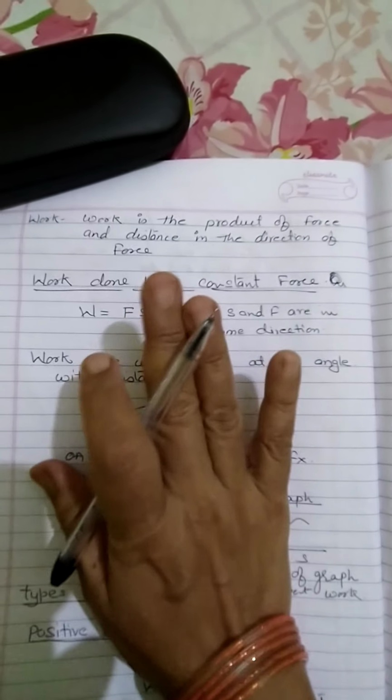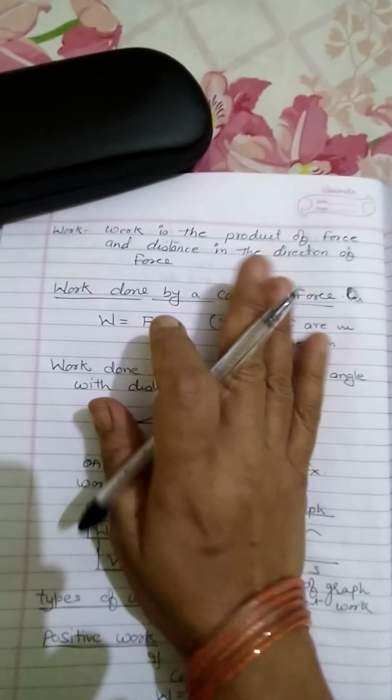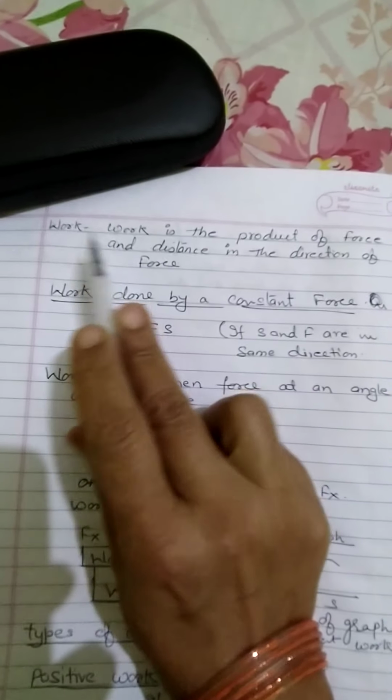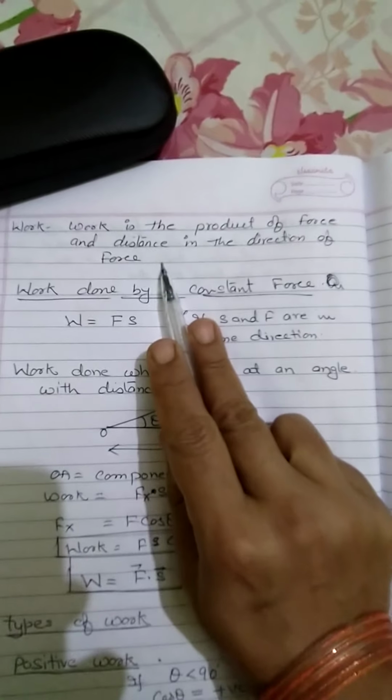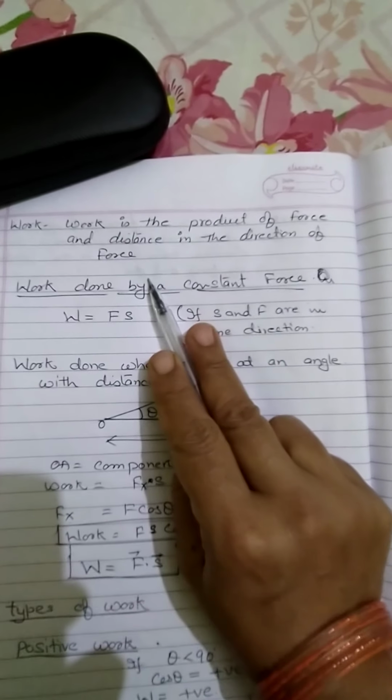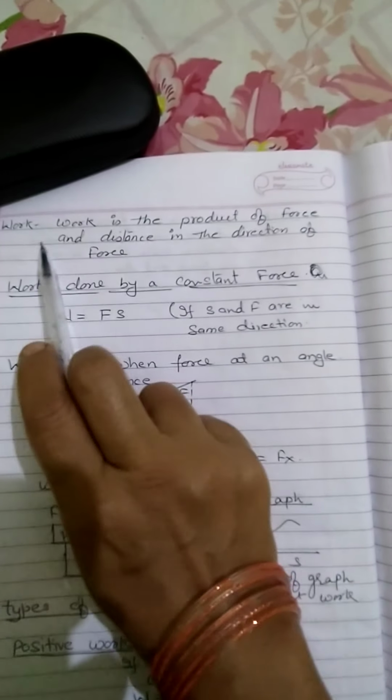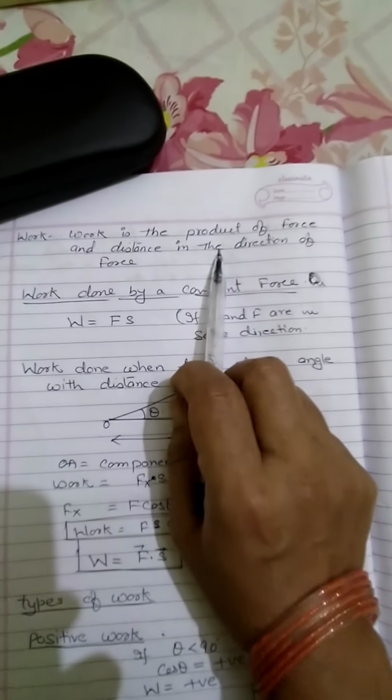Okay, today we are starting with a new chapter, that is work, energy and power, and we are starting with the work first. What is work? Work is the product of force and distance or displacement in the direction of force. So what is work? Work is actually the product of.